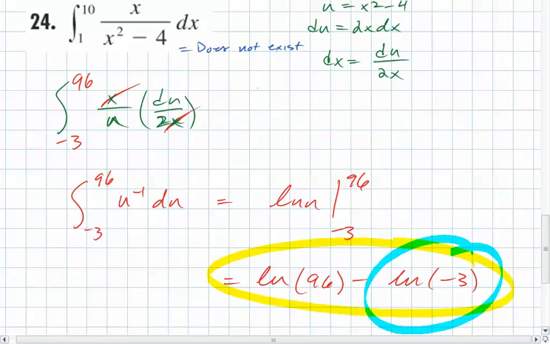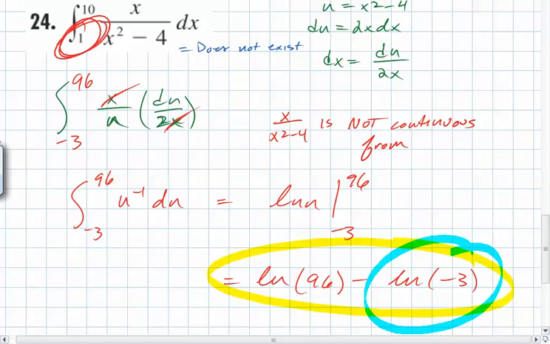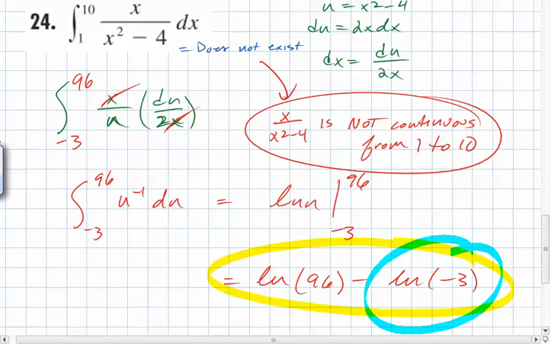Why doesn't it exist? Because x over x squared minus 4 is not continuous from what to what? What are we evaluating the integral from? From 1 to 10. Because that function is not continuous from 1 to 10, you can't integrate it from 1 to 10. It must be continuous for this to work. The fundamental theorem of calculus only applies to functions that are continuous across where you're integrating. It doesn't come up too often, but if you run into this kind of error, you should ask yourself, ooh, there's probably a vertical asymptote or a problem with the function.